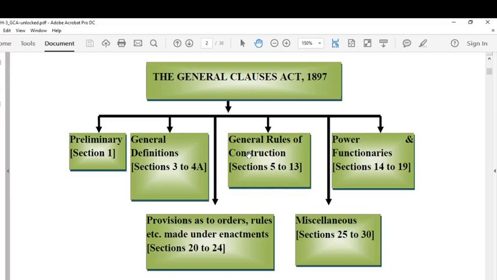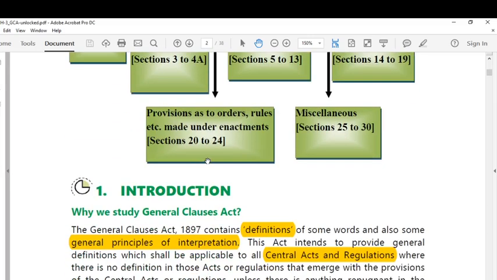So how interpretation and how a particular concept or a particular definition will be construed will be given in the general rules of construction, and the powers of functionaries, various functionaries and their powers are also given here, and a provision as to orders, rules, etc. made under enactments, and some miscellaneous concepts are the total topics that we are going to see.